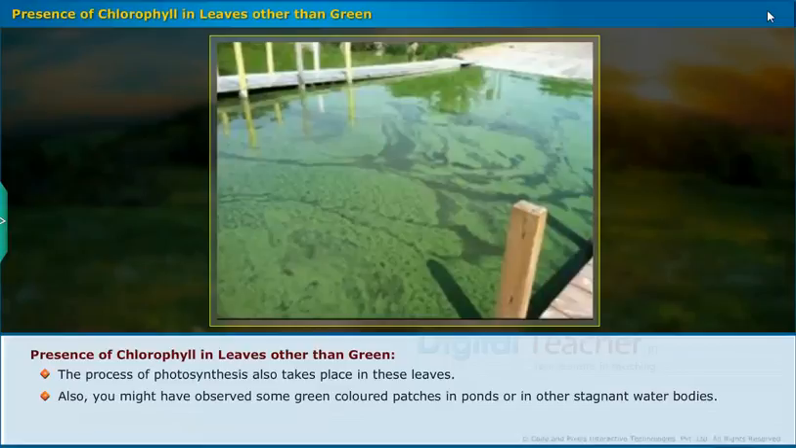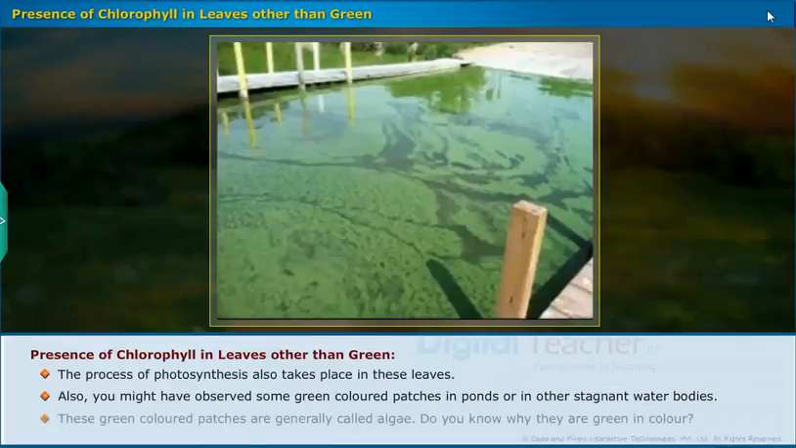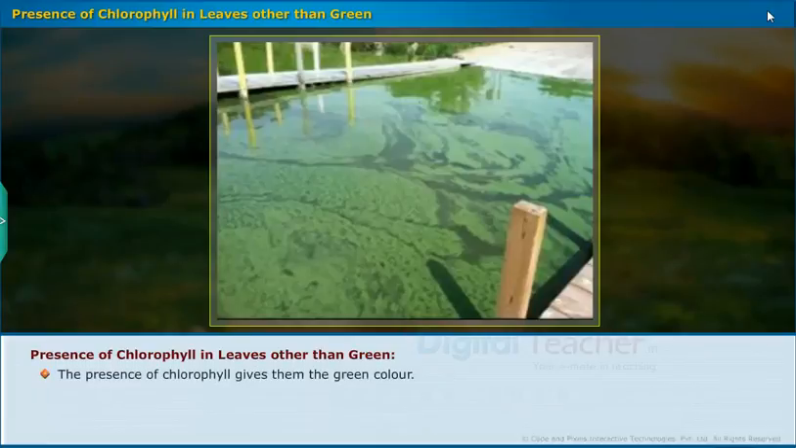Also, you might have observed some green-colored patches in ponds or in other stagnant water bodies. These green-colored patches are generally called algae. Do you know why they are green in color? The presence of chlorophyll gives them the green color.